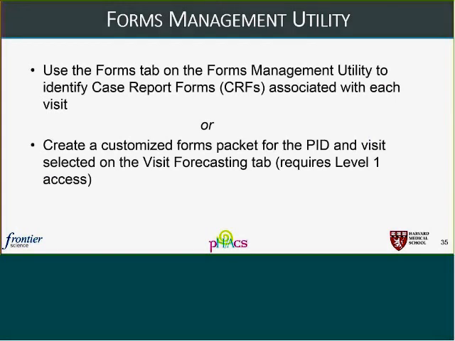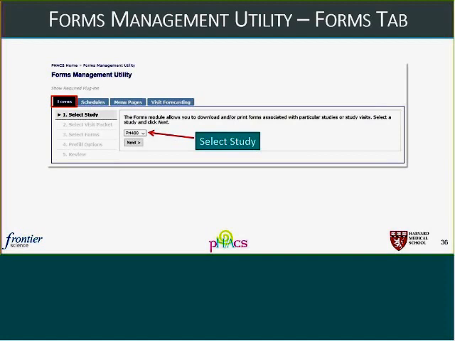So to figure out which forms you're going to need for a particular visit, you can use the Forms tab in the Forms Management utility, or you can use the Visit Forecasting tab. So we'll go through all of the tabs that are available in the Forms Management utility. First, with the Forms tab, this is the screen you'll see when you click on the Forms tab. You'll be asked to choose the study, so you'll choose PH400.